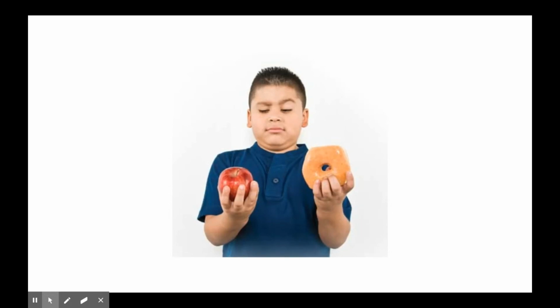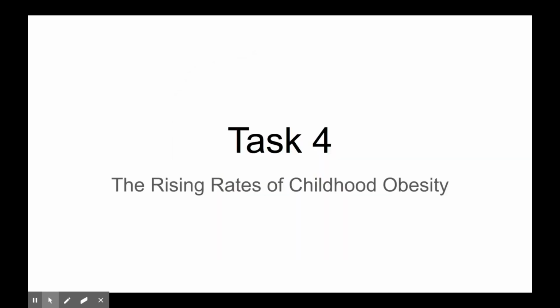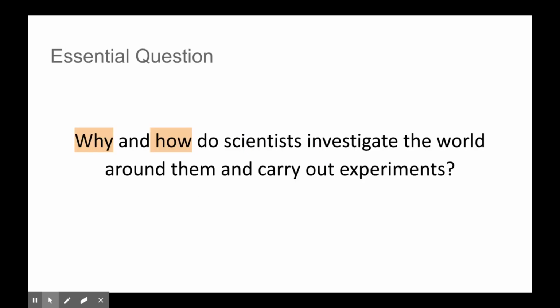Childhood obesity is a problem in the United States. Scientists design experiments and analyze data in order to find solutions to this problem. And today, you are going to practice being a scientist by learning more about childhood obesity and how to analyze data. So, this is an introduction to Task 1, where you'll learn about the rising rates of childhood obesity.